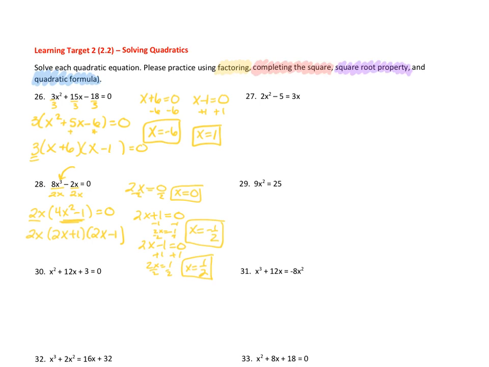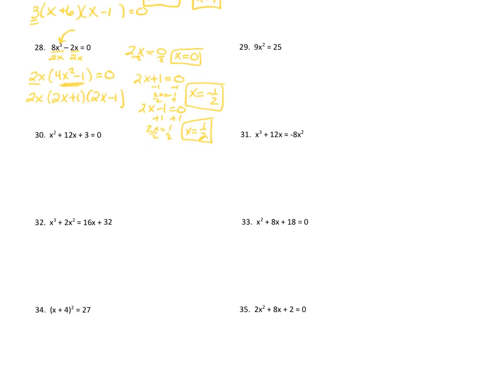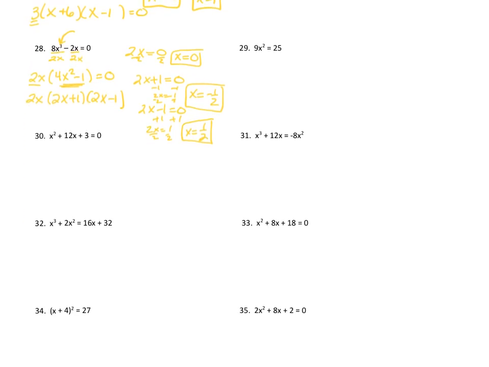Now, number 30 is not going to be factorable because there's nothing that multiplies to 3 but adds to 12. So I'm going to use completing the square on this one. The first step when we complete the square is I want to move this c value to the other side because I want to make the left side a perfect square trinomial. So the first thing I'm going to do is minus this 3 to the other side.